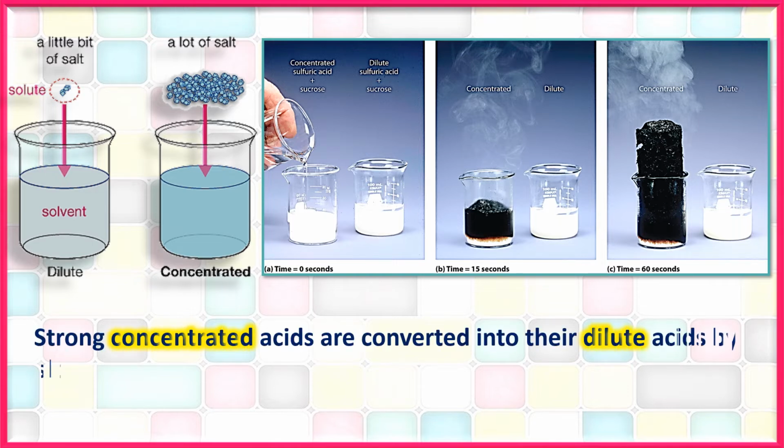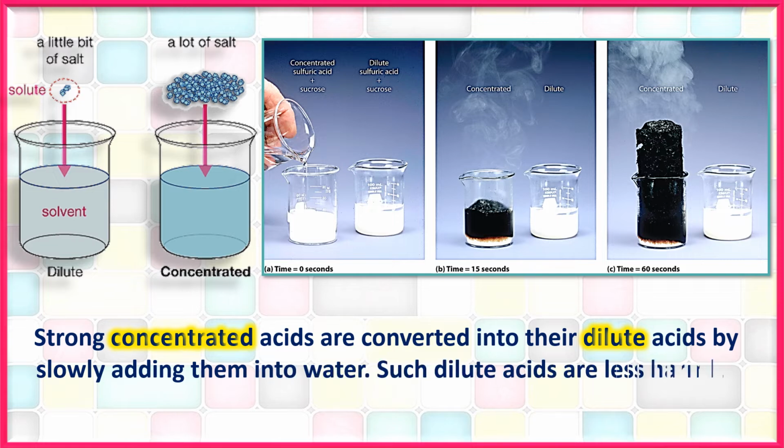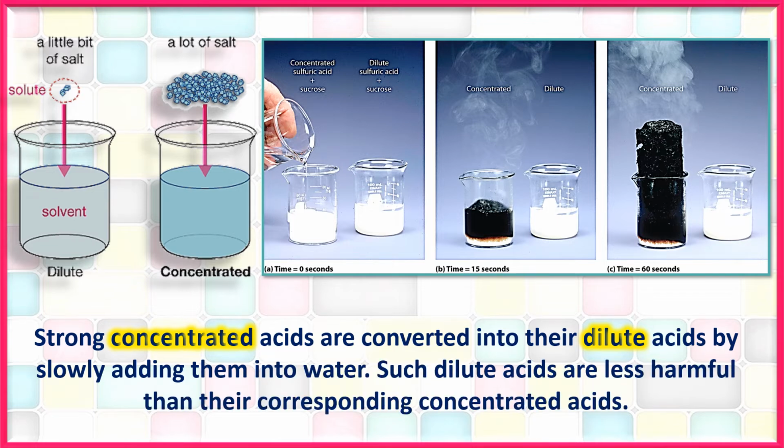Strong concentrated acids are converted to dilute acid by slowly adding them to water. Dilute acids are less harmful than the corresponding concentrated acids. So we just can't take water and put it into acid. There will be an explosion, it will just come out and it can harm you. So what do we do? We slowly add the concentrated acid drop by drop into water and make it dilute.